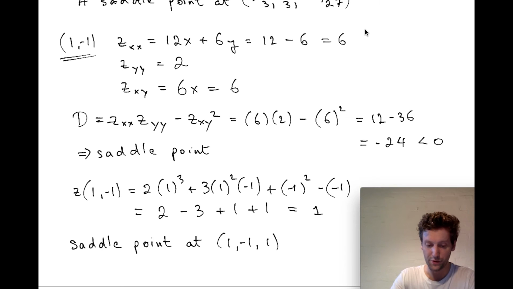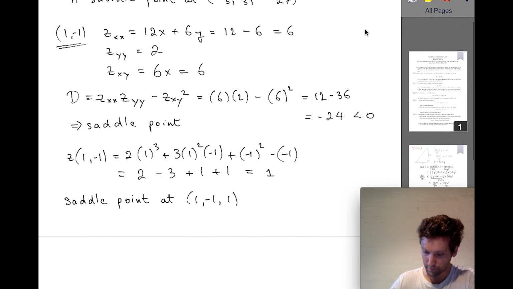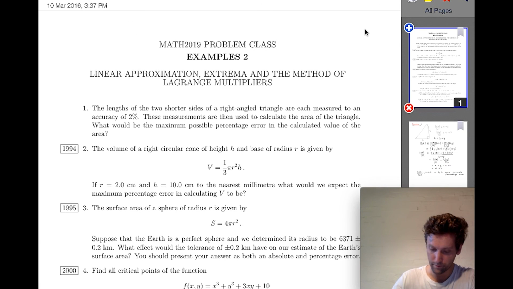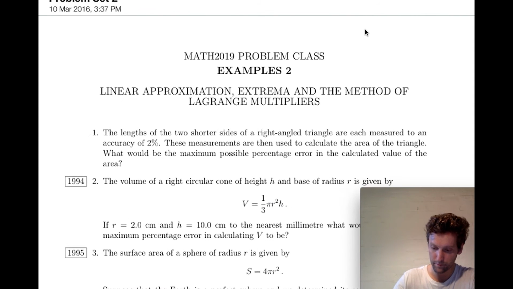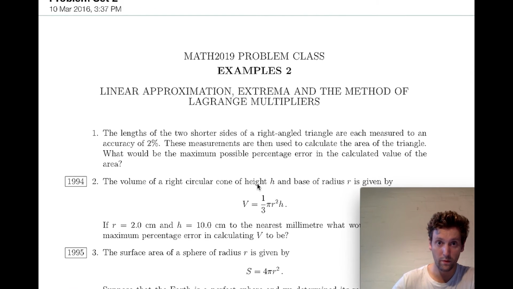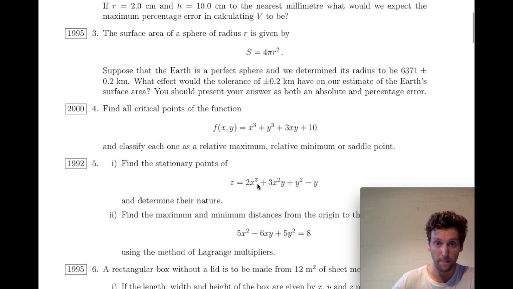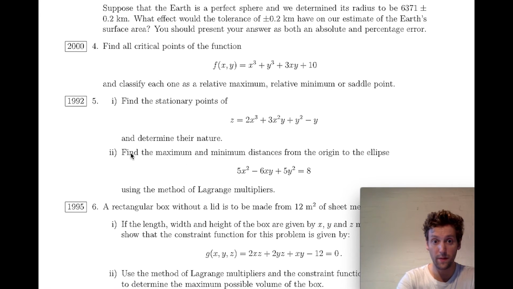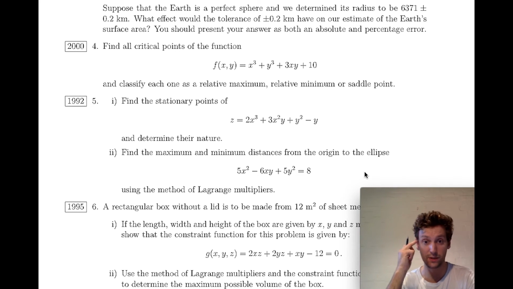Okay, so that's question 5, part 1. Let's take a look now at question 5, part 2. So, question 5, part 2 is: find the maximum and minimum distances from the origin to the ellipse 5x squared minus 6xy plus 5y squared equals 8. We're going to use the method of Lagrange multipliers to do this.